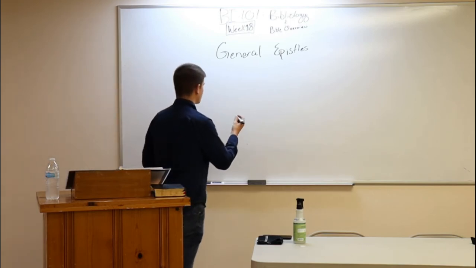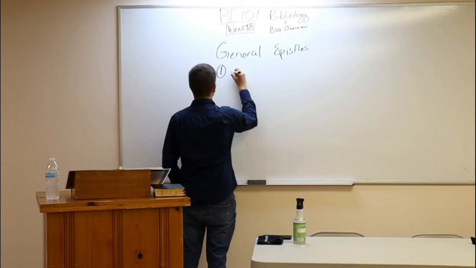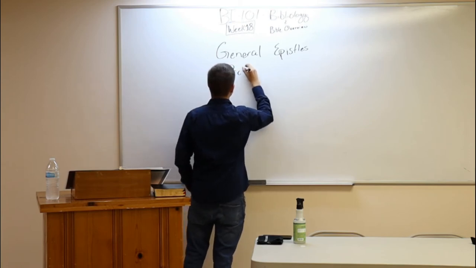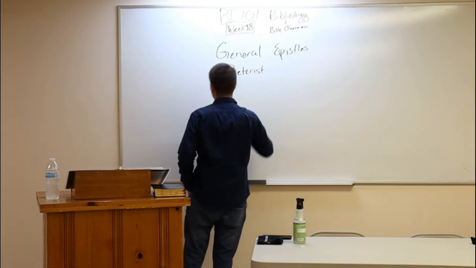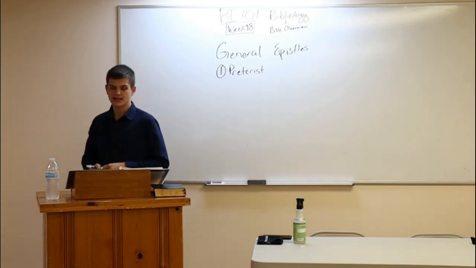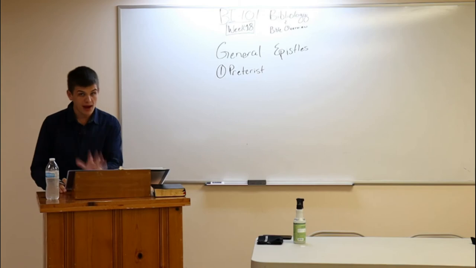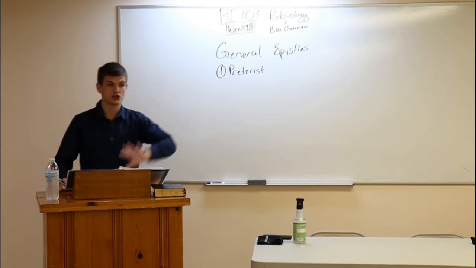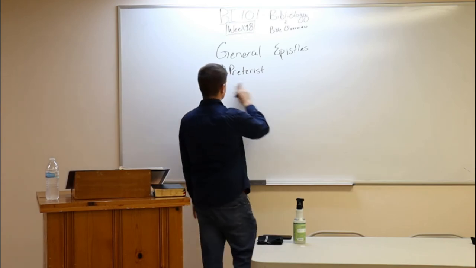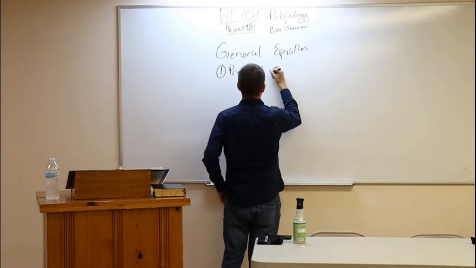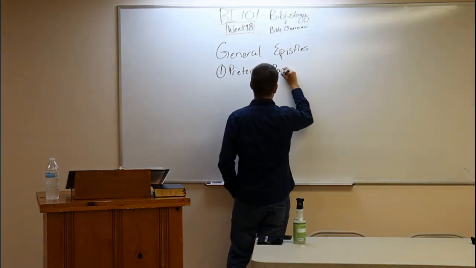Okay, so the first main view of interpreting Revelation is what we would call the preterist view. The preterist view teaches that Revelation is primarily about events that took place in the past. And when we say preterist, it is pretty much always synonymous with partial preterists.